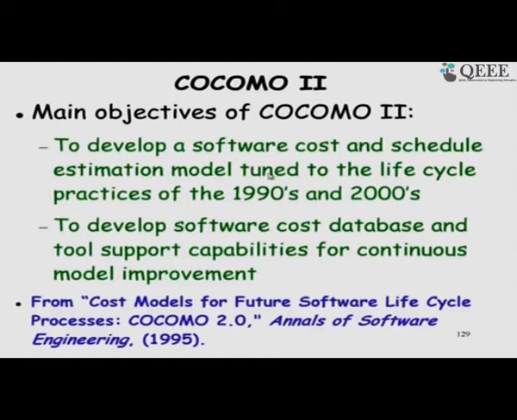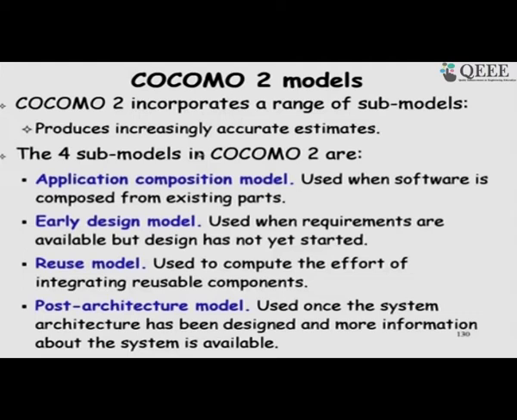to incorporate the effect of the different lifecycle practices that are being used, and to develop a software cost database and tool support capabilities for continuous model improvement. So, a company using it for the different projects that it is doing should be able to estimate with increasing accuracy. And COCOMO 2 proposes 4 models, unlike COCOMO 1 where there was one model to be used throughout the life cycle. Here we have different models.